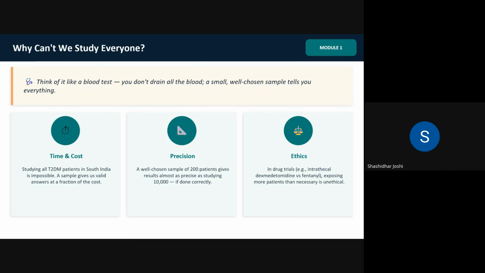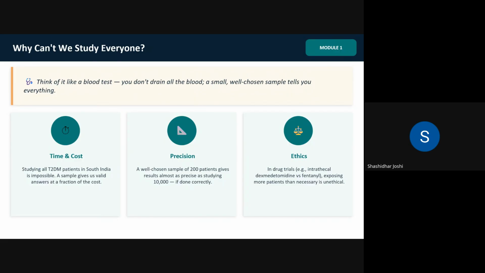Okay, so why do we need to have a sample size? The question will be, why can't we study everybody on this planet? Imagine that there are, say, 1 million patients with type 2 diabetes, a hypothetical figure. Why can't we study every one of them? So why do we need a sample? There are basically three reasons which I've highlighted here to answer the why part.